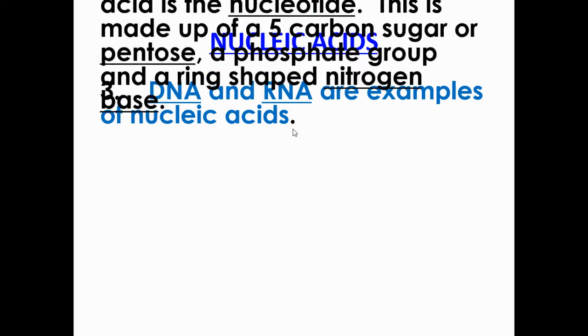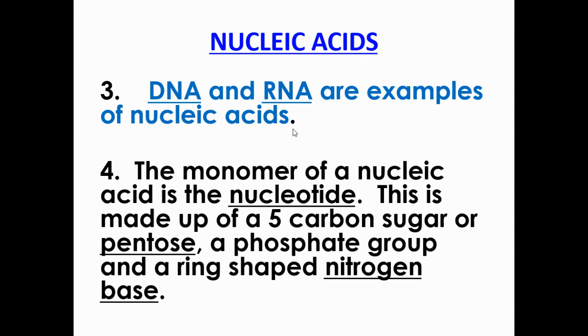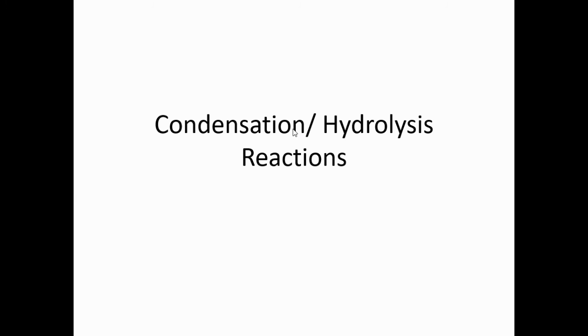DNA and RNA are both examples of nucleic acids. Now, the monomer of a nucleic acid is called a nucleotide. This is made up of a 5-carbon sugar, or pentose, a phosphate group, and a ring-shaped nitrogen base, which were all those shapes that I just showed you a second ago. Nucleic acids, there's not much to them. It's pretty quick and to the point.